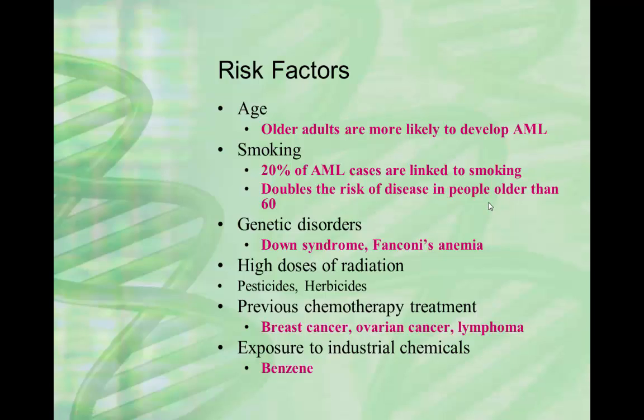Risk factors, as we already discussed, include genetic disorders such as Down syndrome and Fanconi anemia. Patients are most commonly more than 50 years of age, as AML is more frequent with age. Smoking, in 20% of cases, doubles the risk. Other risk factors are high doses of radiation therapy or chemotherapy, exposure to pesticides and herbicides, and exposure to chemicals such as benzene. These risk factors apply for all of them.